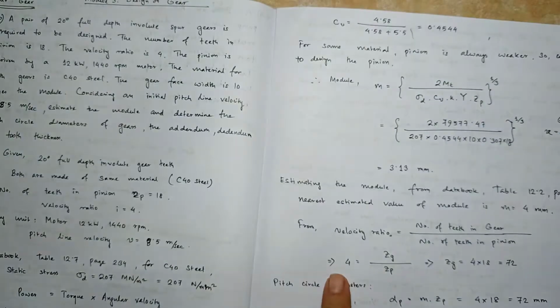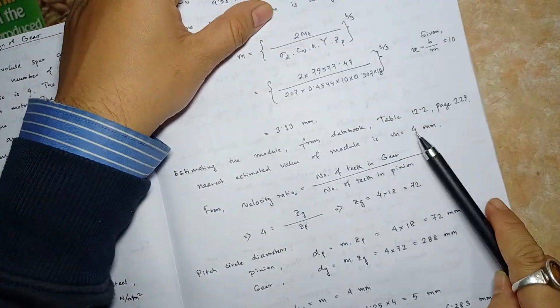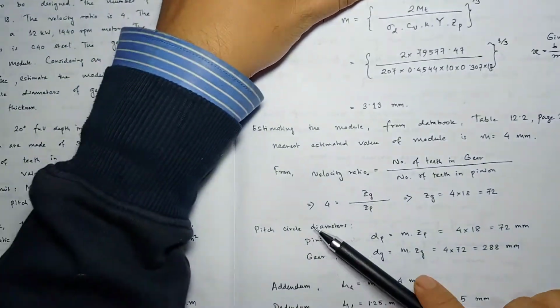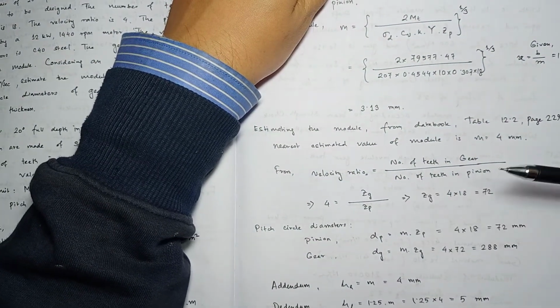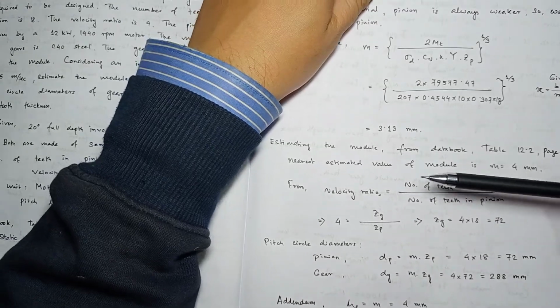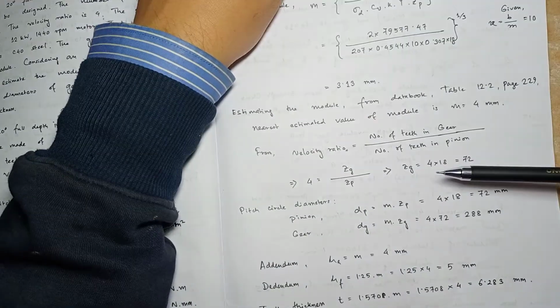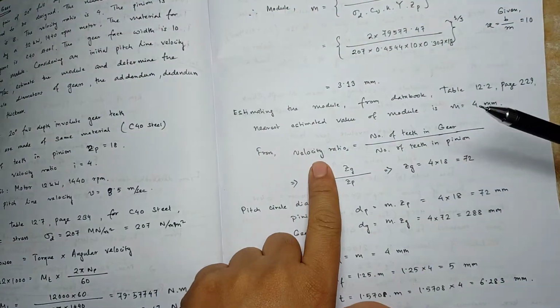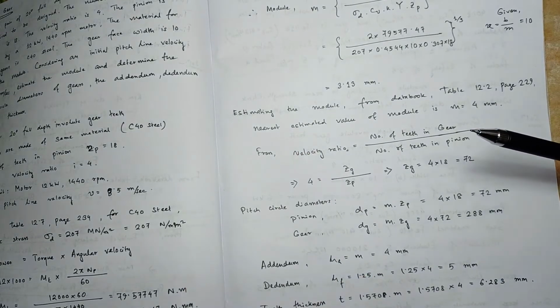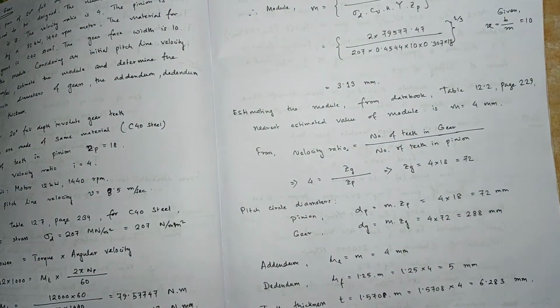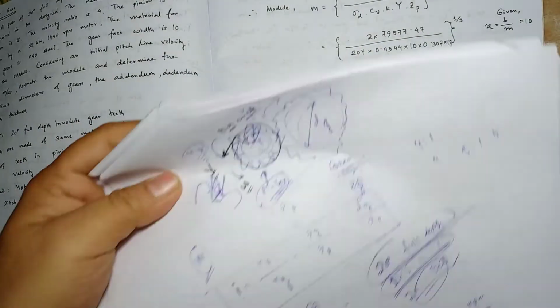Okay, so you have estimated it as module 4 mm. Now from the velocity ratio we can get the number of teeth in the gear. The velocity ratio is positive and higher, that is 4. I have told you that if you do not remember, you can write this relation somewhere.